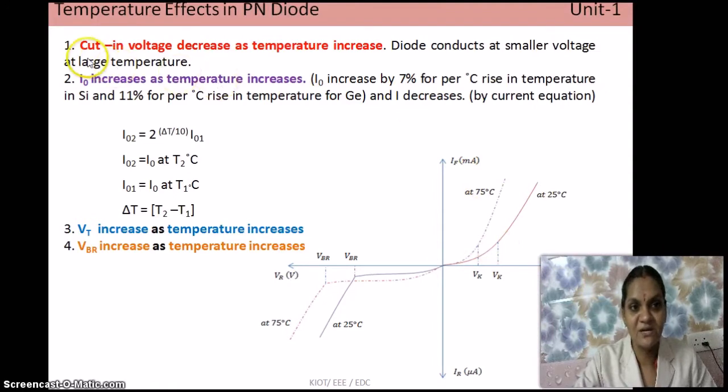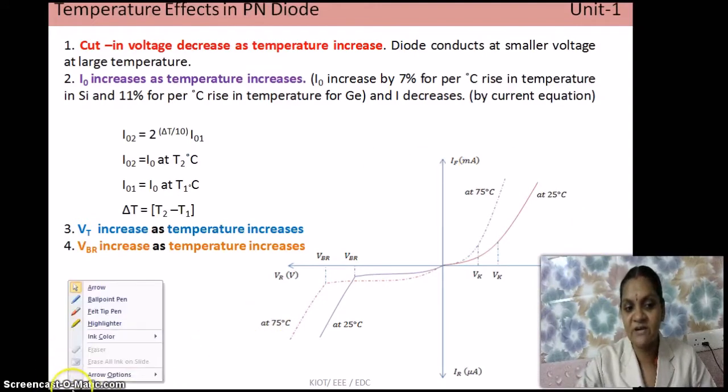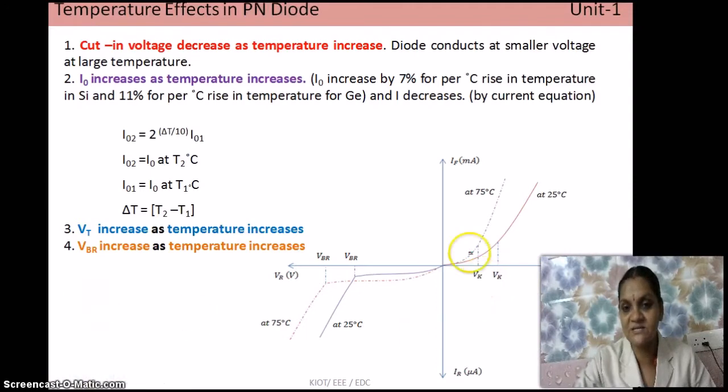Effect number one is that the cut-in voltage decreases as temperature increases. If we increase the temperature, the cut-in voltage starts to decrease. This can be observed in these characteristics. Here we have considered two characteristics: the solid red line represents the characteristics at a temperature of 25 degrees centigrade, and the dotted line represents the temperature at 75 degrees centigrade.